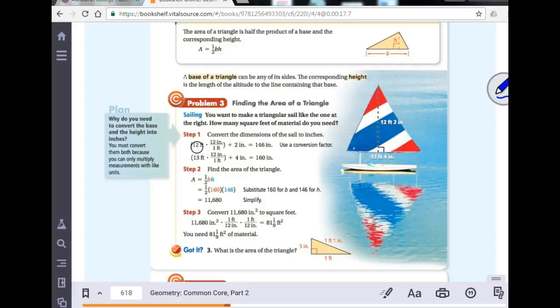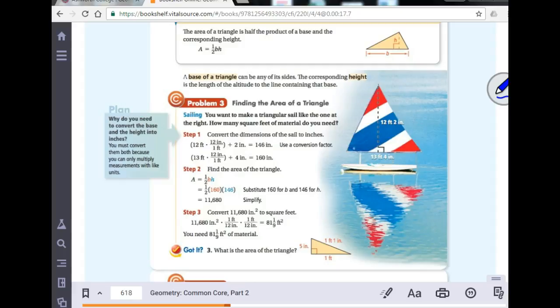So remember that there are 12 inches in every foot. So if I've got 12 feet, I'm going to multiply 12 by 12 to convert that into inches. And then remember, I have 2 more inches, so I have to add this 2 inches here. And that's going to give me a total of 146 inches.